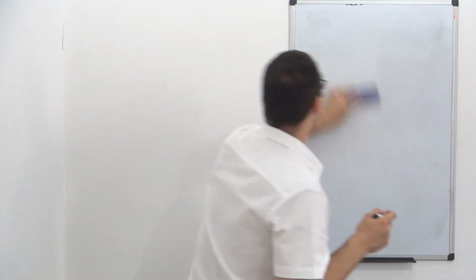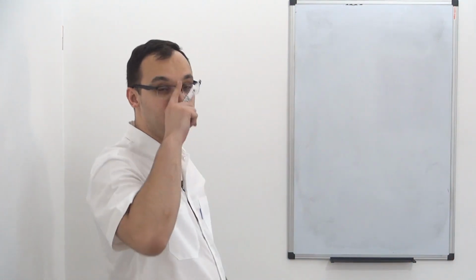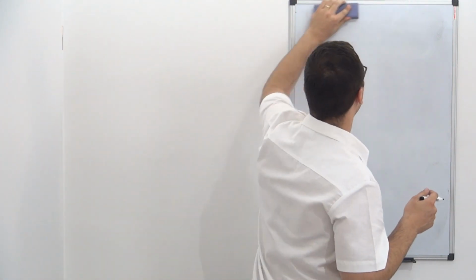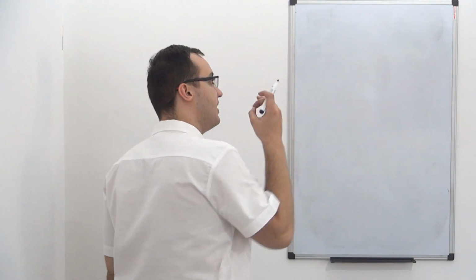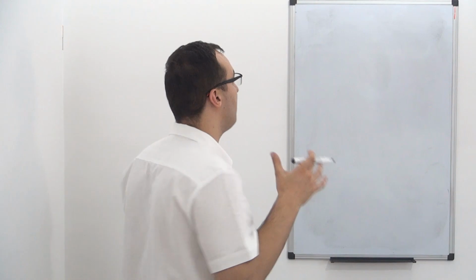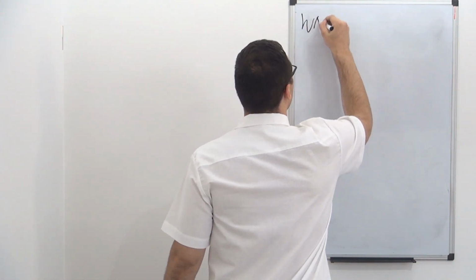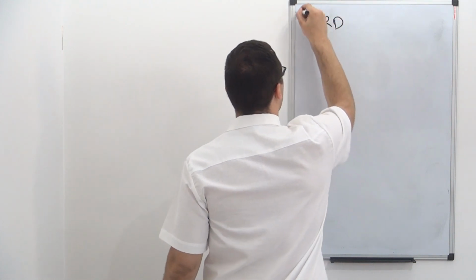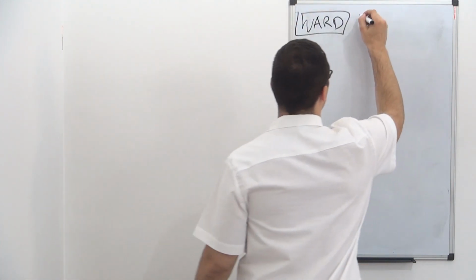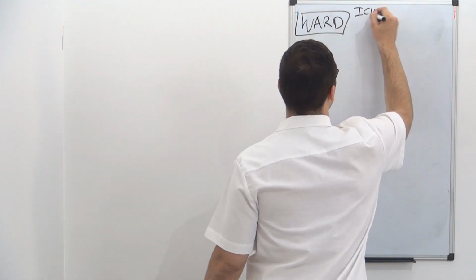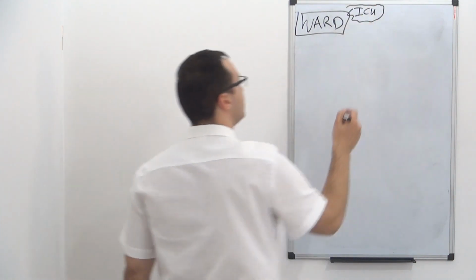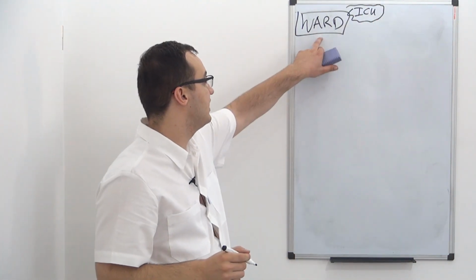Good. Now, I need to divide patients. Now we go on to the hardcore medication, because this is a bit complex, and I will try to simplify it as much as possible. We have patients who are in the ward, and we have patients who are in the ICU, intensive care unit. Okay, let's start with the ward.